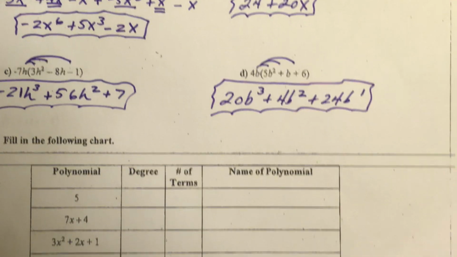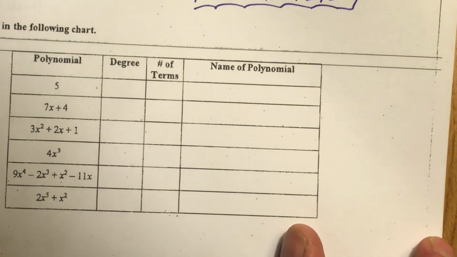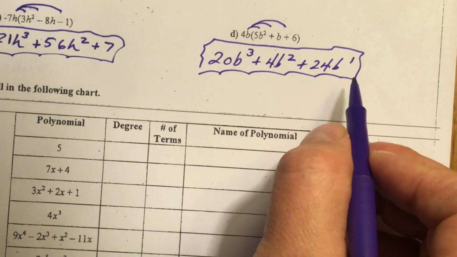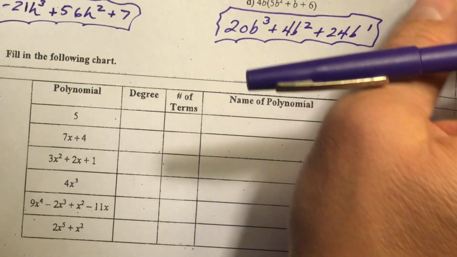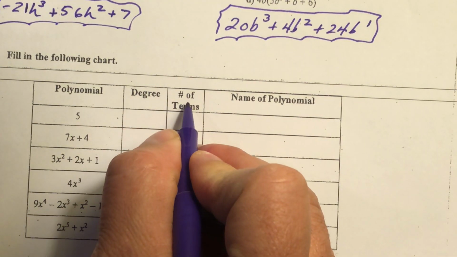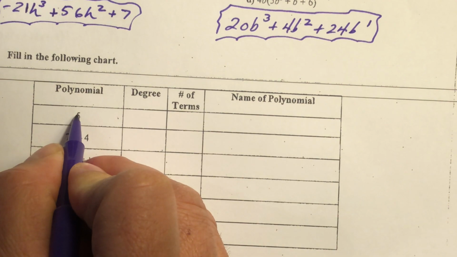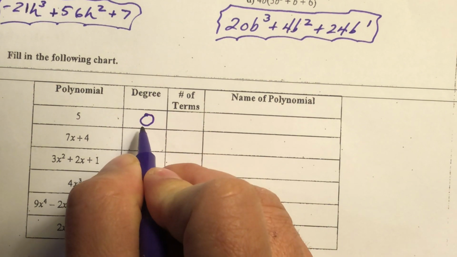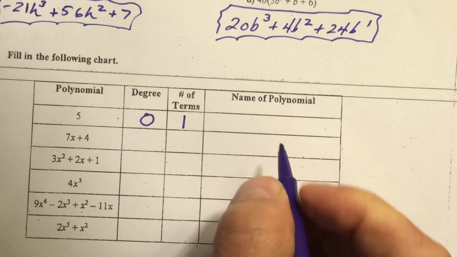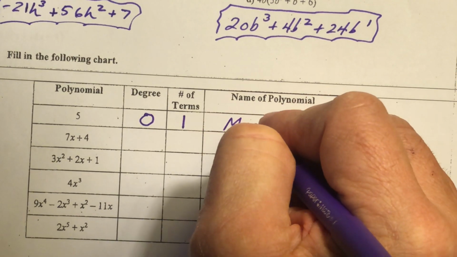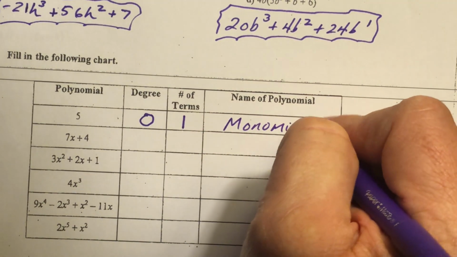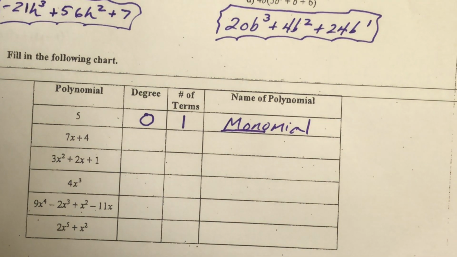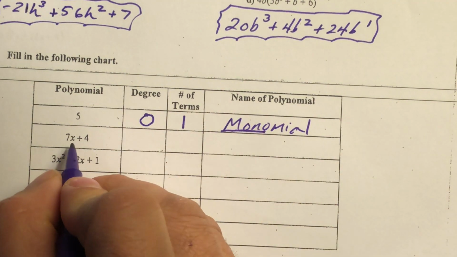Let's move on to some new things here. These are all called polynomials. Polynomials have certain names. We always classify a polynomial by the degree and the number of terms. The degree is the highest exponent. This one does not have an exponent, so the degree is 0, and this only has one term. So we would refer to this as a monomial, mono meaning one. It's one term.